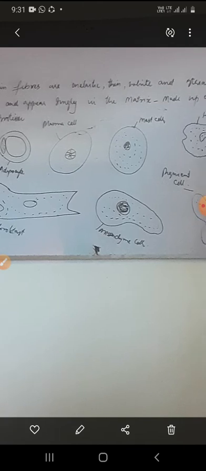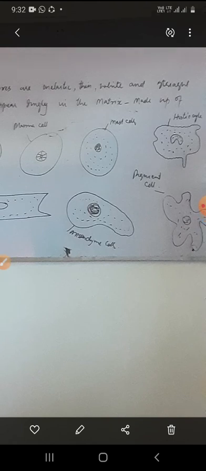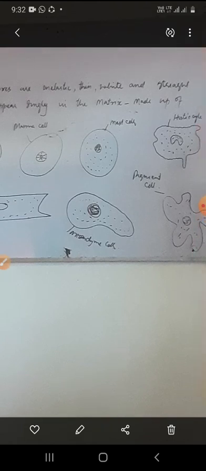Then there is another cell called mesenchyme cells, or stem cells. These mesenchyme cells are the reserve cells for the formation of new types of cells, whichever type of cell is needed. They are totipotent cells responsible for the formation of new cells. Then the seventh and last cell inside the areolar connective tissue is the pigment cell.